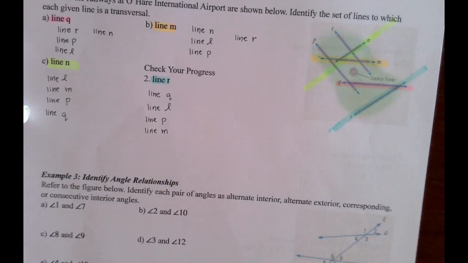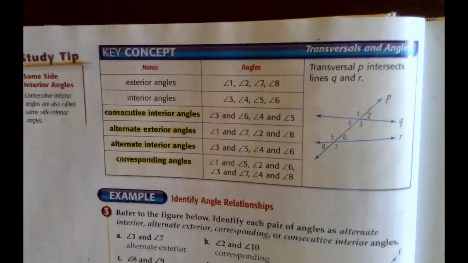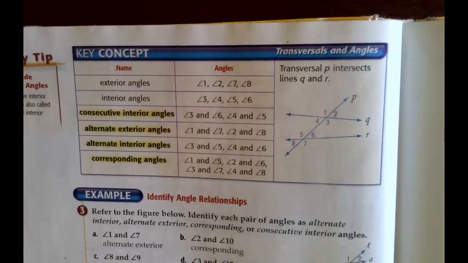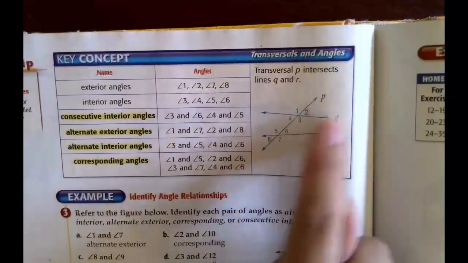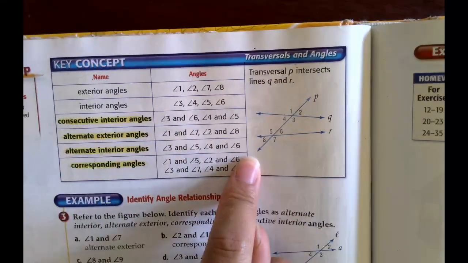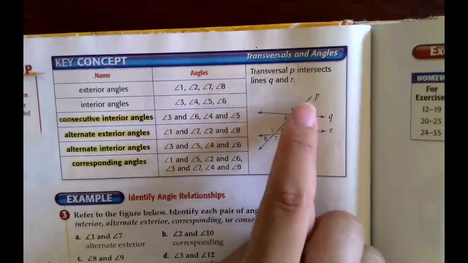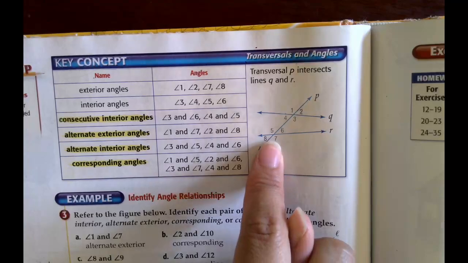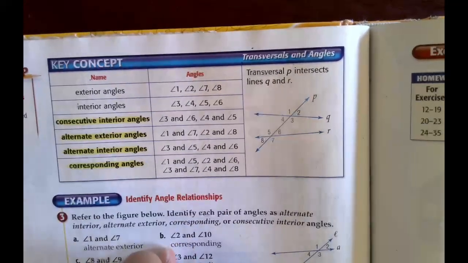The next part is these angle relationships. If you look at page 144 here, it has the relationships. Here I have a pair of lines, Q and R, and P is the transversal. As you see, it creates 8 different angles here. So here are some definitions.